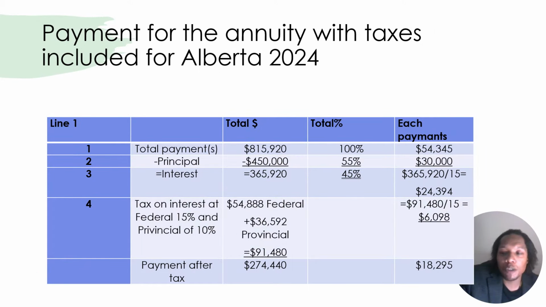With paying 15% federal tax and 10% provincial tax in Alberta, you would be paid $91,480 in taxes and receiving $274,440 in payments after tax, with a monthly payment after tax totaling $18,295.